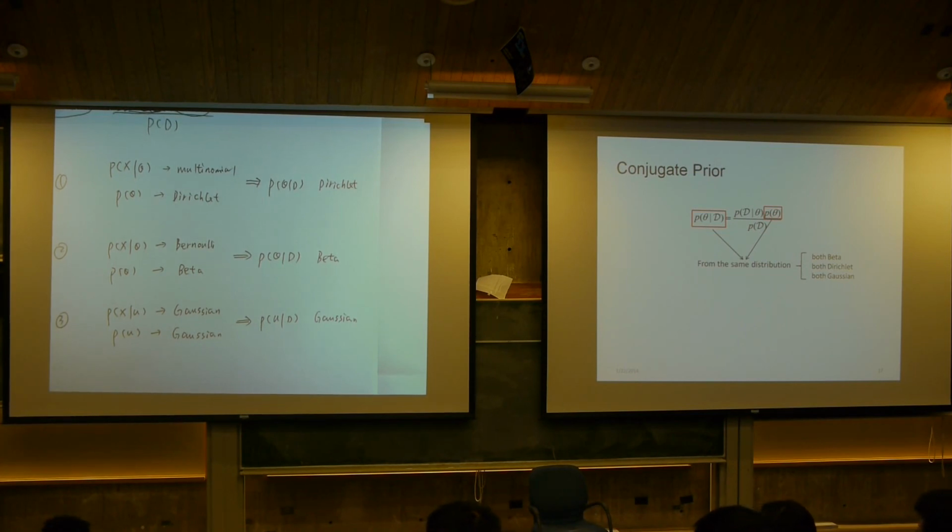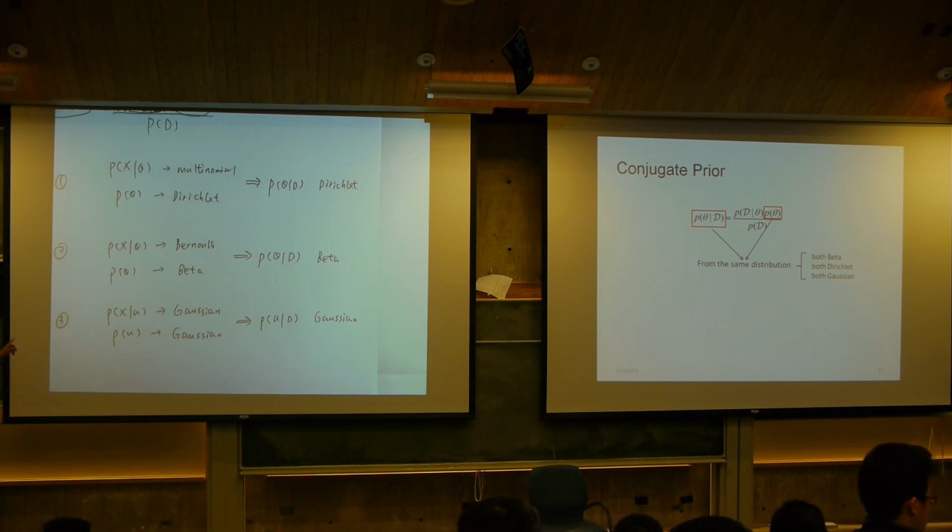Before I show you an example, do we have any questions here? What is this data called? What does it represent? Theta is the parameter and x is the data.